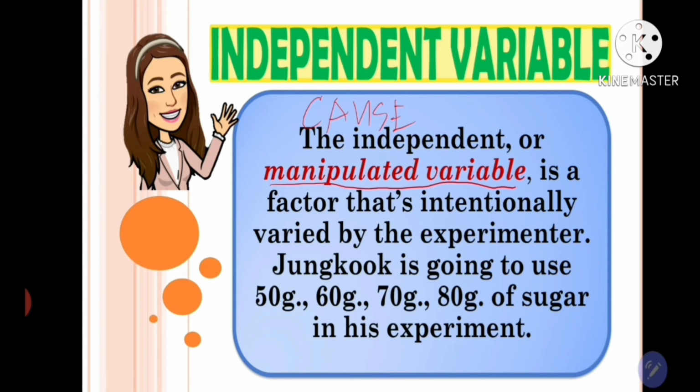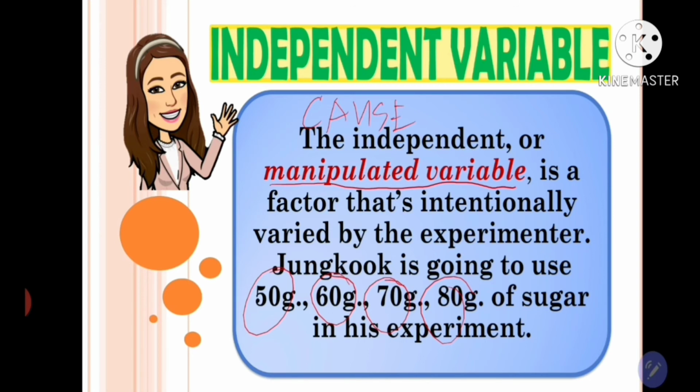Okay? So, the independent variables are sometimes called manipulated. Why manipulated? Because it is a factor that is intentionally varied by the experimenter. Okay? It is a factor that can be changed during the experiment by the experimenter. For example, Jungkook is going to use 50 grams, 60, 70, 80 grams of sugar. So, our experimenter is Jungkook. The person who conducts the experiment is known as the experimenter.